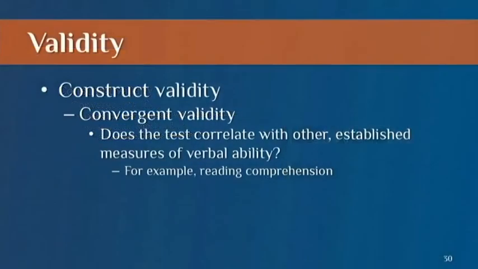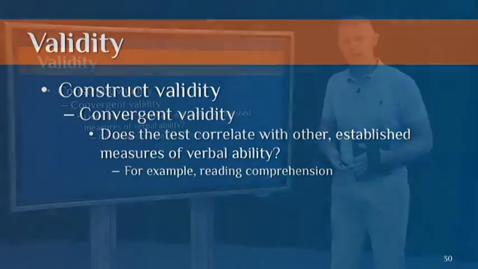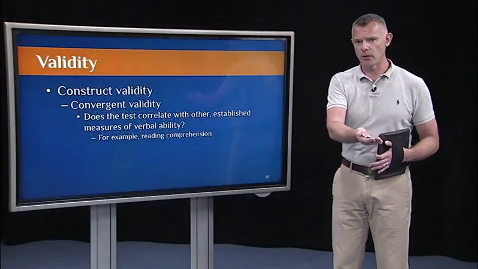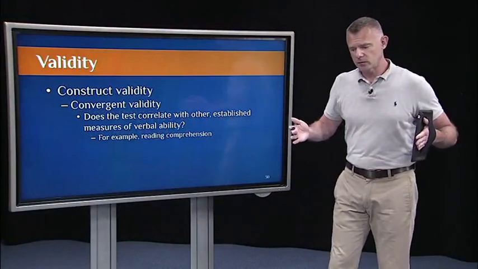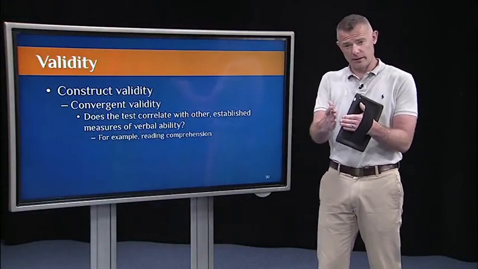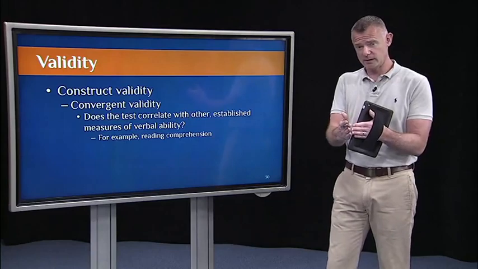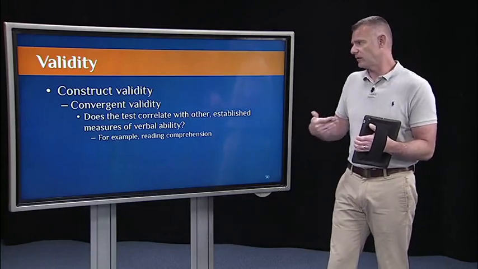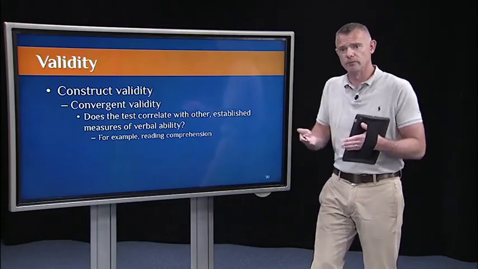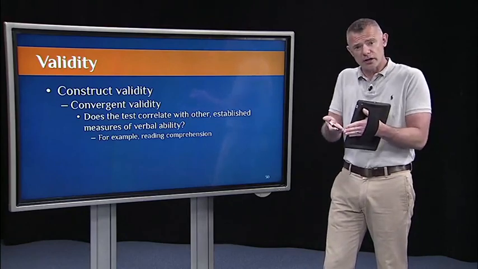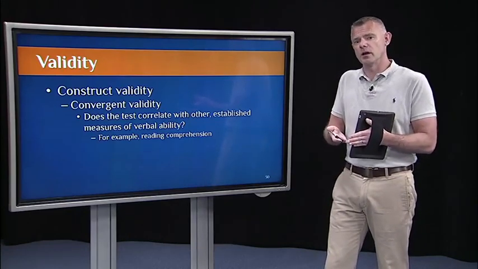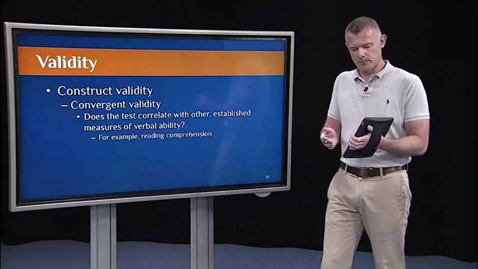So for example, if we have a measure of reading comprehension that we know is reliable and valid and well accepted by educators, teachers, parents, and then we administer our new vocabulary tests, and scores on the vocabulary test are correlated with scores on the reading comprehension test, then that indicates to us some level of convergent validity. The scores are converging on other measures of this construct, verbal ability.